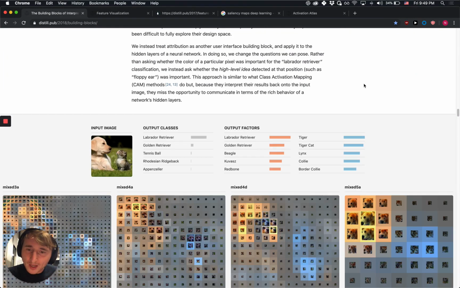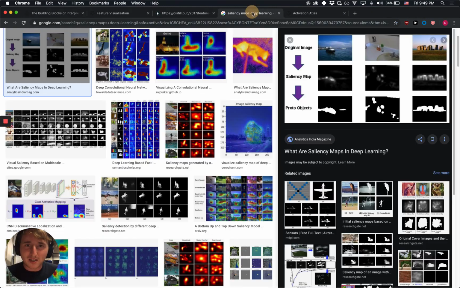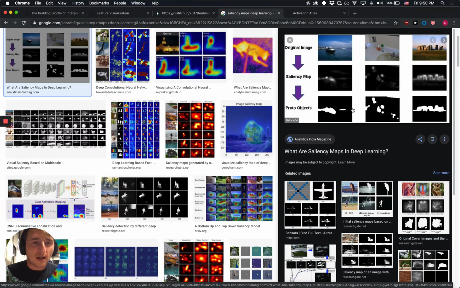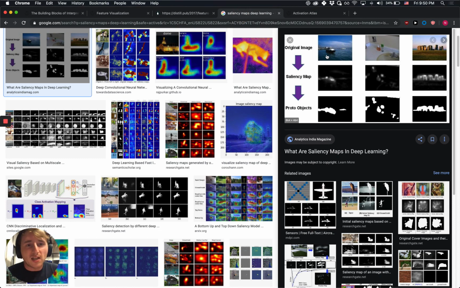So if we go down, this section talks about salience maps. I have pulled up a salience map here, which is typically used to ask the question, which pixels, which parts of an image does the neural network find interesting? And again, typically this is applied to the input layer, to say which pixels are interesting, and here we see this boat is vaguely seen as interesting by this neural network, and this other thing over here.